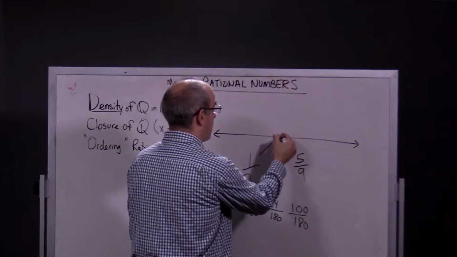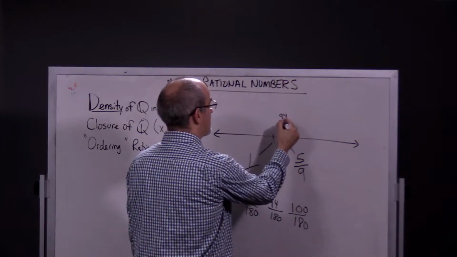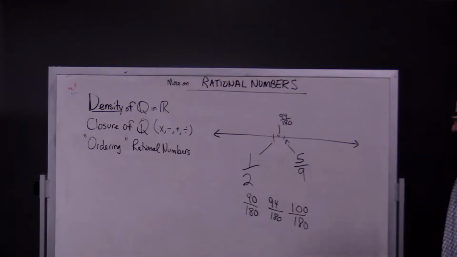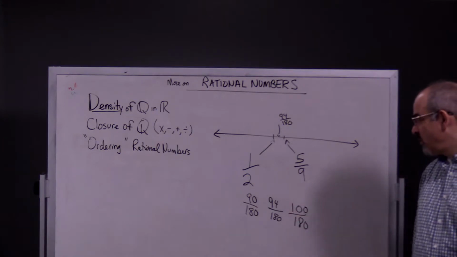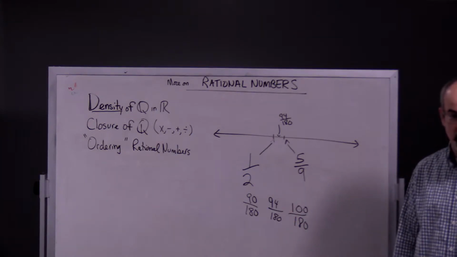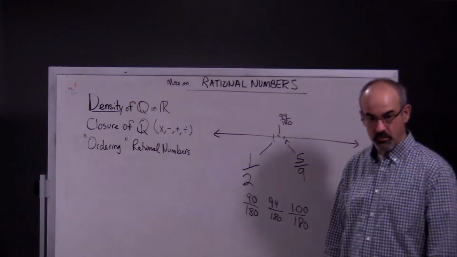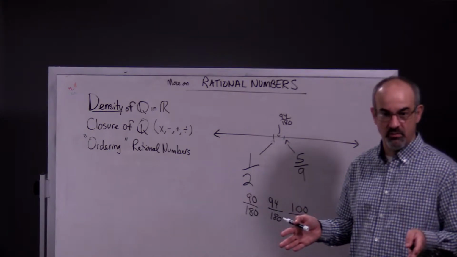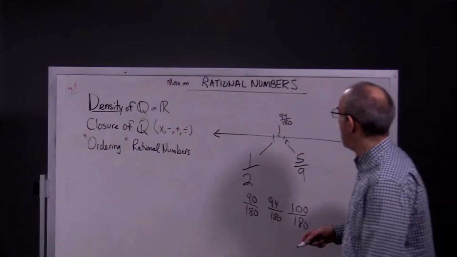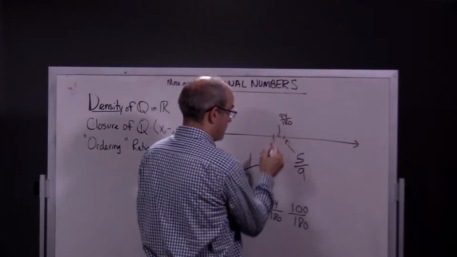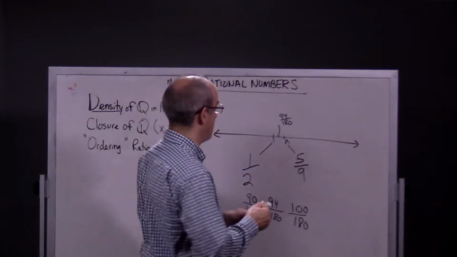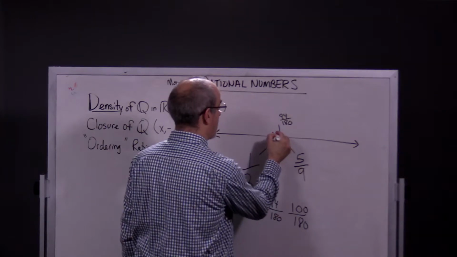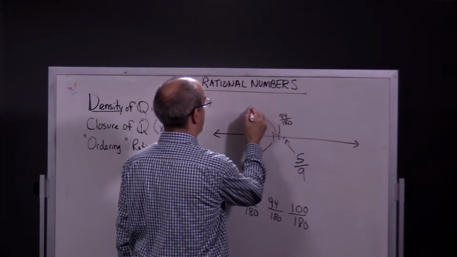So 94/180, now obviously that can be simplified, but I'm not going to, right now at least. 94/180 is in between 1/2 and 5/9. Well, if you've been paying attention, I said that if you have any two rational numbers, you can find another rational number in between them. That means you could actually find, I'm going to use a different color just to be different, in between 1/2 and 94/180, there's another rational number.